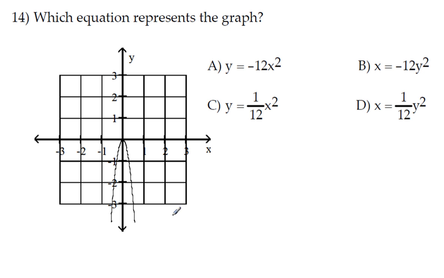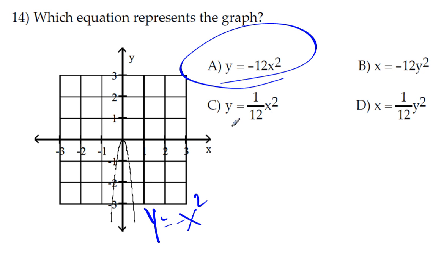Alright, this guy, it's going downwards. That's going to be a y equals x squared, because it's up or down, and the negative here because it's going down. So which one of these has a negative x squared? This guy.